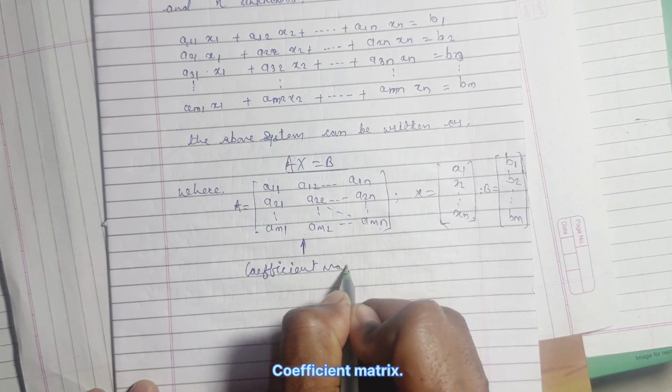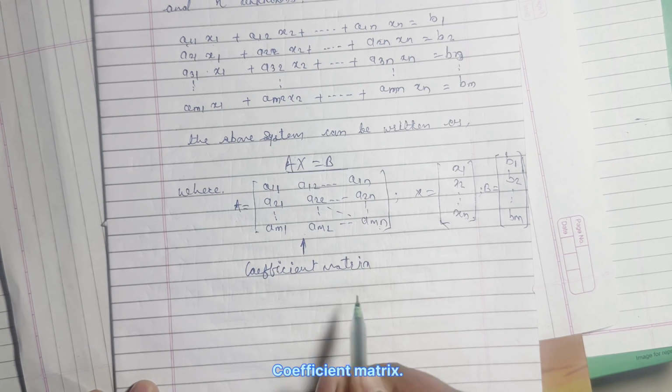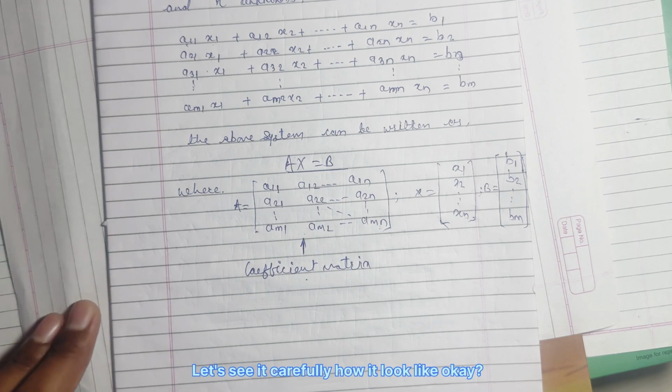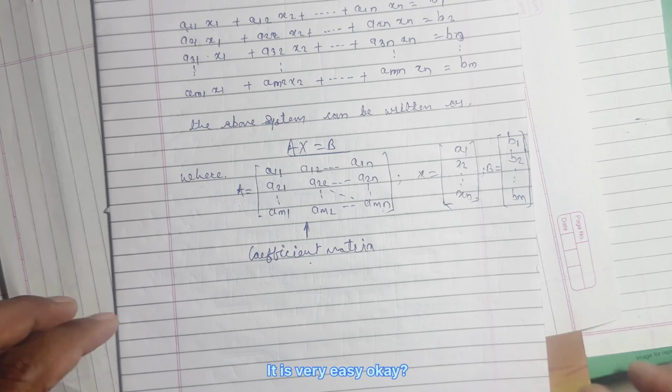Coefficient matrix. This one, A, is the coefficient matrix. Now we have to define the augmented matrix. Might be augmented matrix is a new concept for you all. See it carefully, how it looks like. It is very easy.